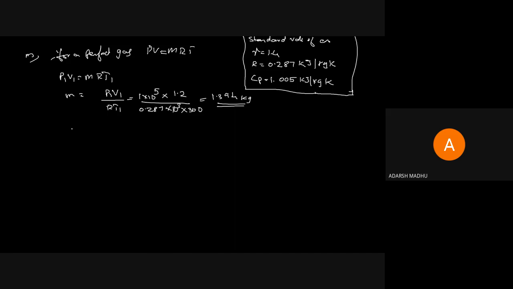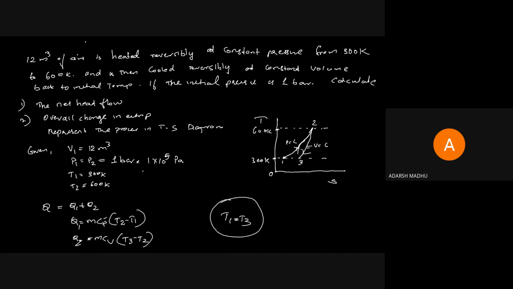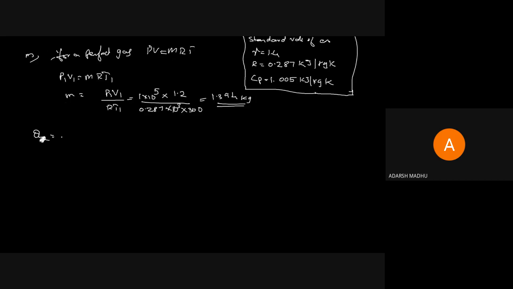After finding the value, M is constant for both, Q equals MCp delta T and MCv delta T. M is a constant value, and Cv value is given, so you can find the values of Q1 and Q2. Cp value is given, so we can find Q1, the constant pressure process Q value. Q1 equals MCp T2 minus T1, that is M is 1.394 into Cp value 1.005.